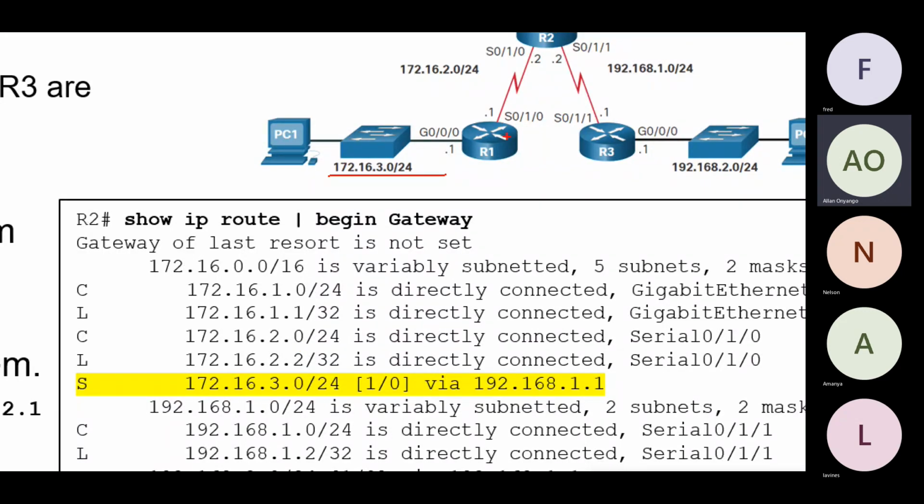What is our next hop? The next hop is supposed to be 172.16.2.1. Look at the next hop that was given here, 1.1. So this is where the mistake is, and we therefore need to correct that.